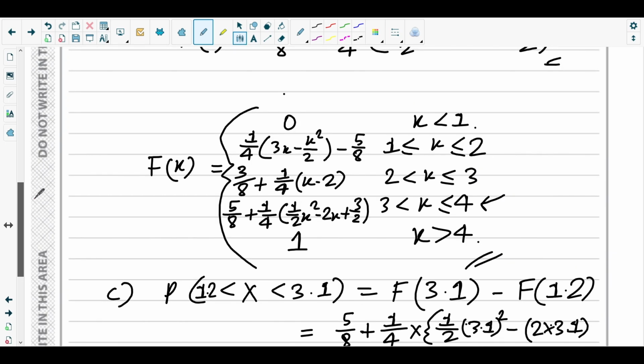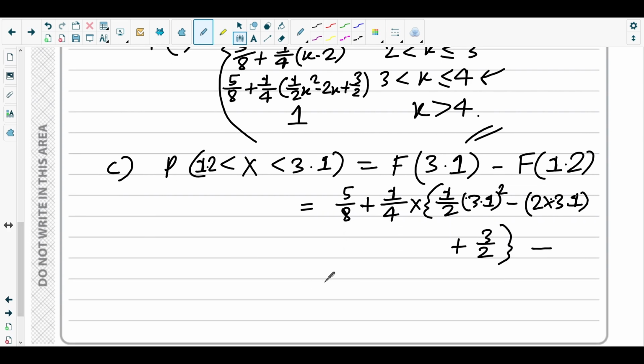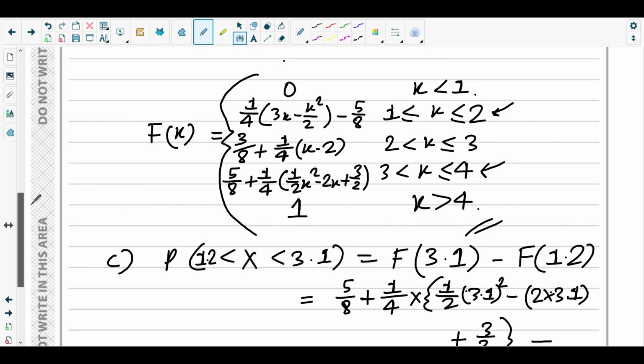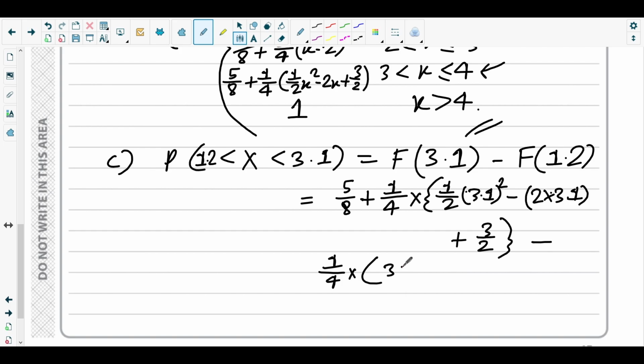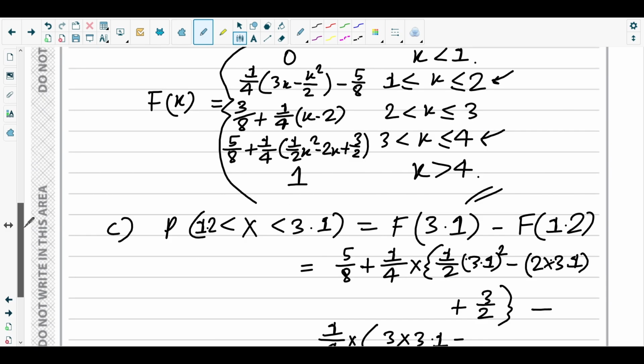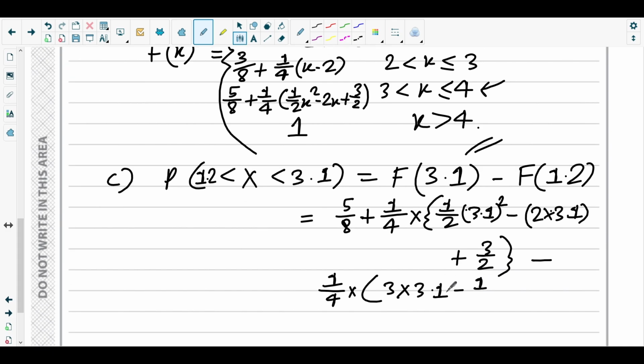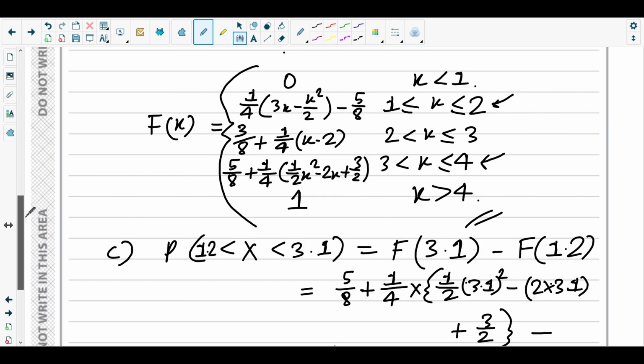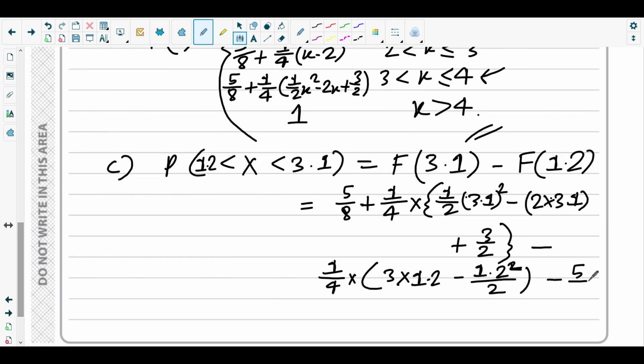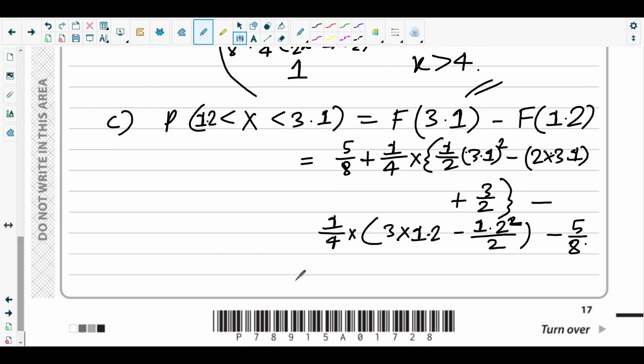So f of 1.2 is how much? It is basically in this CDF: 1/4 times (3 times 1.2 minus 1.2 squared over 2), minus 5/8. So just calculate the values.